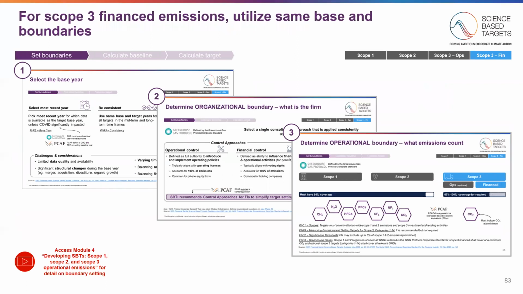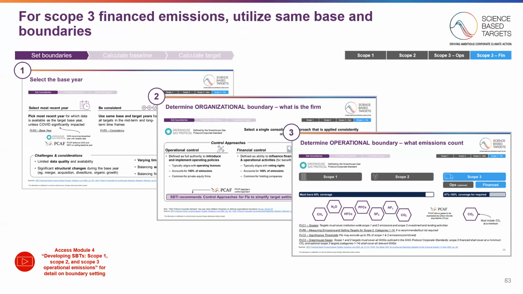Before we jump into the slide content, I want to orient you to the tickers that you see on the top left and top right of the slides. We include these on all slides throughout modules 4, 5, 6, and 7, so you know what stage of the process you're in on the left-hand side and what scope of emissions this refers to on the right-hand side.